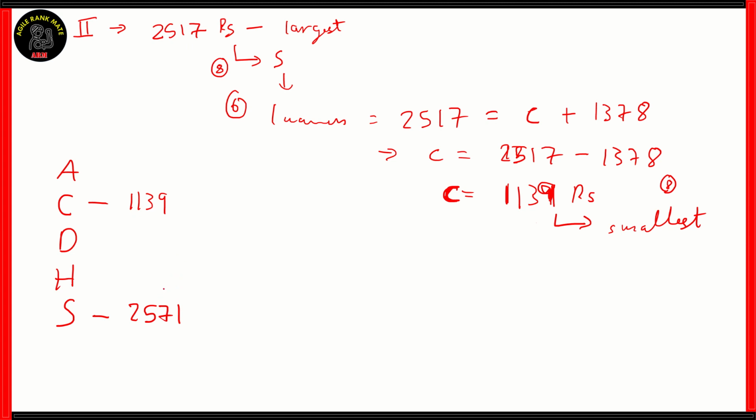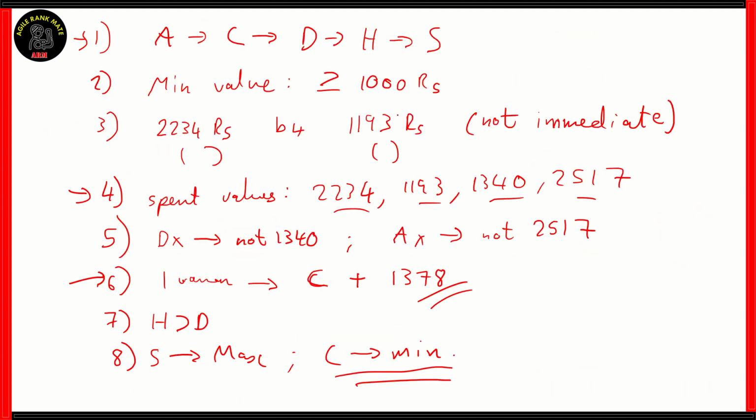Now, let's look at some of the conditions that we need to follow here. All right, so we need to use this order. That's correct. Minimum value is greater than or equal to 1,000 rupees. That works. We need to make sure that 2,234 comes before 1,193. We know that these are some of the spent values. That's correct. We also need to make sure that this particular condition is met, where Dhanuka does not have 1,340. The sixth condition is also met.